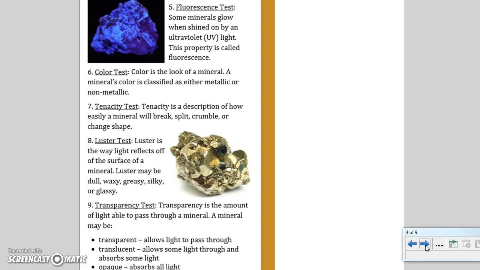8. Luster test. Luster is the way light reflects off of the surface of a mineral. Luster may be dull, waxy, greasy, silky, or glassy. 9. Transparency test. Transparency is the amount of light able to pass through a mineral. A mineral may be transparent, allows light to pass through; translucent, allows some light through and absorbs some light; or opaque, absorbs all light.